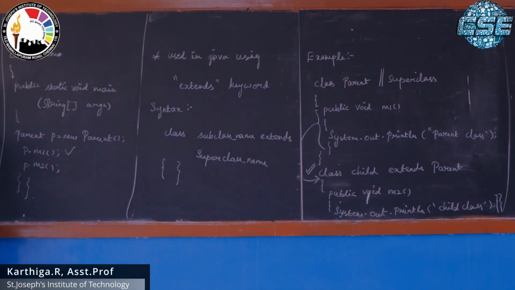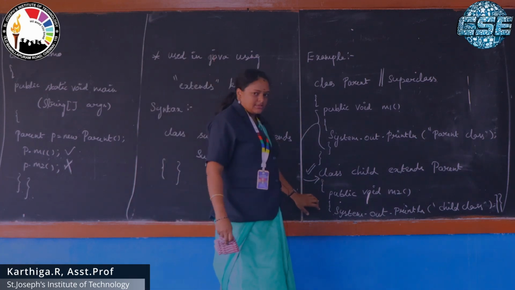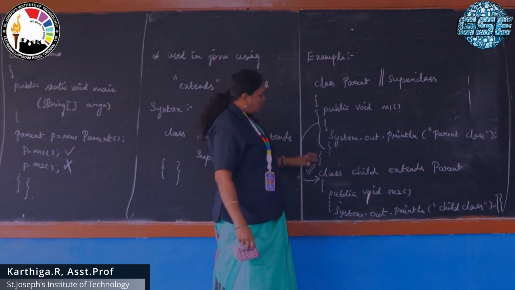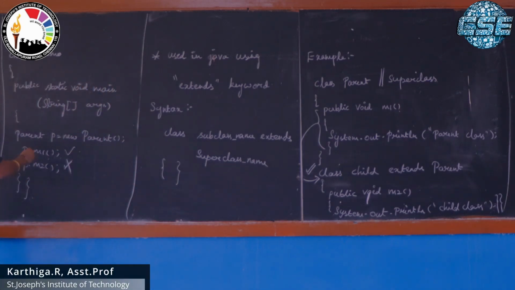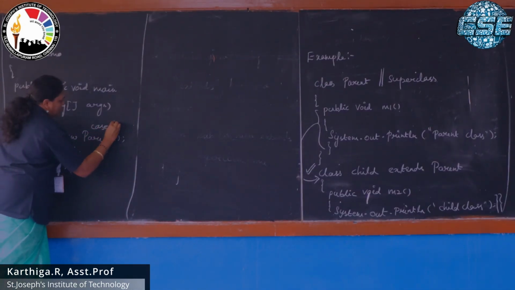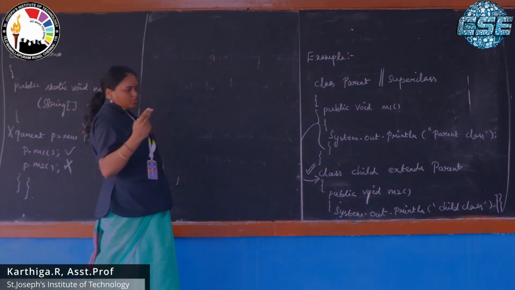It will not be correct, it is wrong, because m2 is used in the child class, that is the subclass. The method inside the subclass cannot be accessed by the parent class because it doesn't have the access permission. So this declaration is wrong. This is case 1. Now I am going to show you case 2.